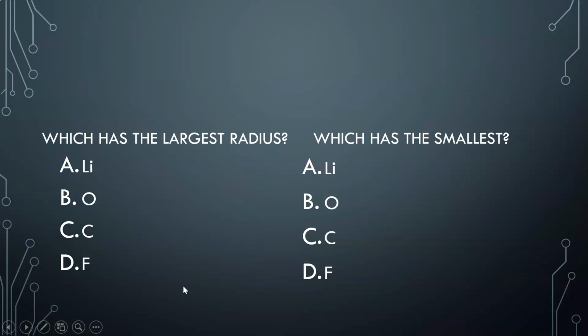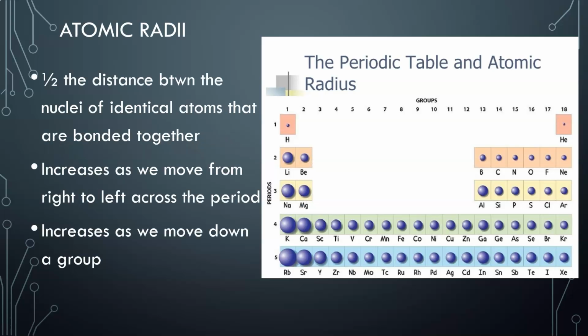What has the largest radius? Lithium, oxygen, carbon, or fluorine? So let's look. Lithium is here. Then we have oxygen over here. So oxygen is smaller than lithium. We have carbon, it's here, it's kind of in the middle, so lithium is still the biggest. And then we have fluorine, which is here. So of those, lithium is going to be the biggest.